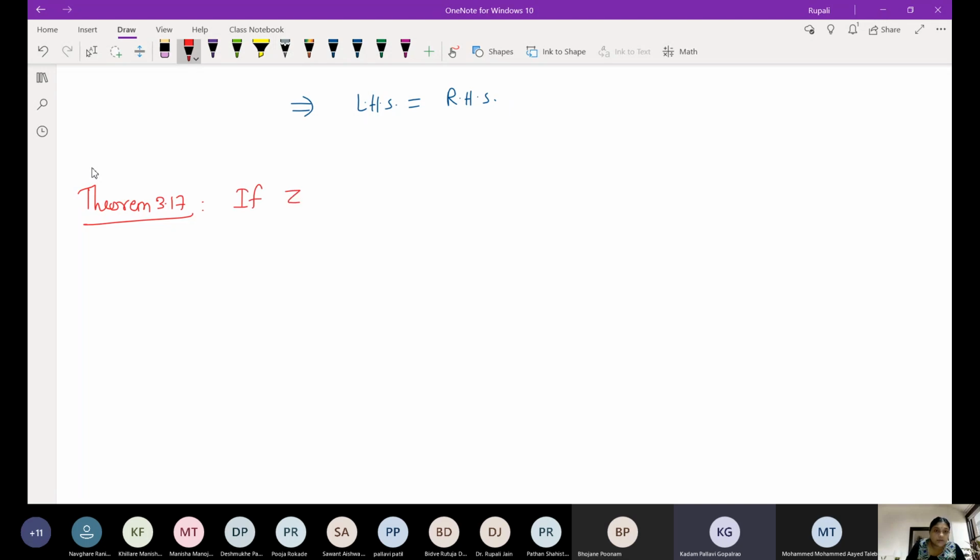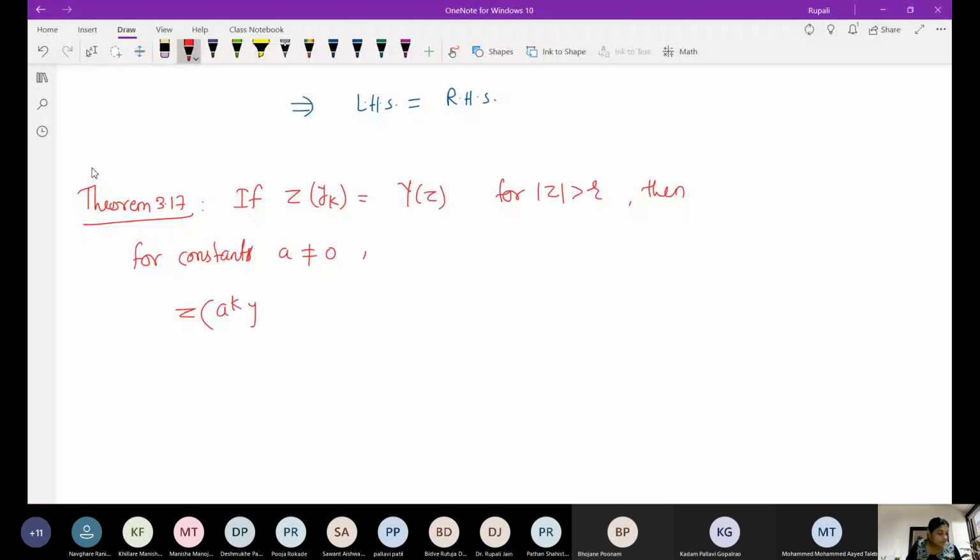If Z transform of yk is equal to capital Y(z) for mod z strictly greater than R, then for constant a not equal to 0, Z transform of a raised to k yk is nothing but capital Y of z by a, for mod z strictly greater than mod a times R. So if Y(z) is the z transform of yk, then we want to show the z transform of a raised to k yk is nothing but Y of z by a.